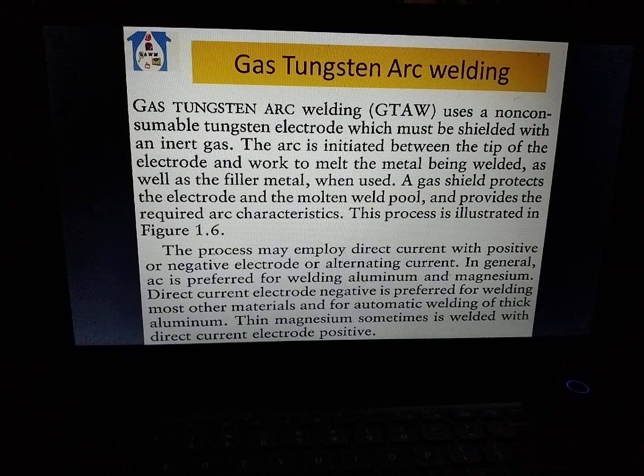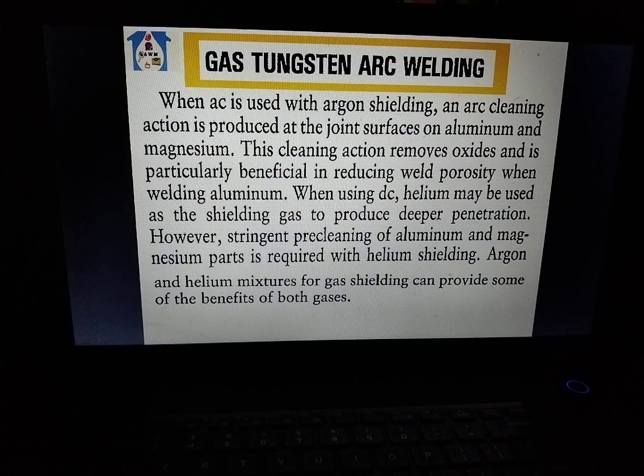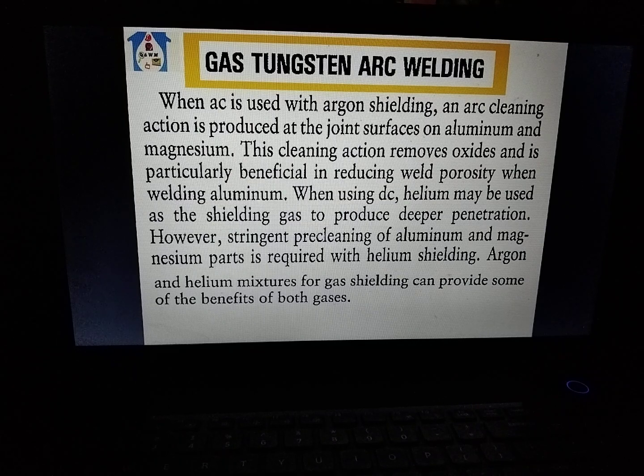The tungsten is sometimes welded with direct current electrode positive, which is used with argon shielding, and arc cleaning is produced at the joint surface of aluminum and magnesium. The cleaning action removes oxide, which is particularly beneficial in reducing weld porosity when welding aluminum.